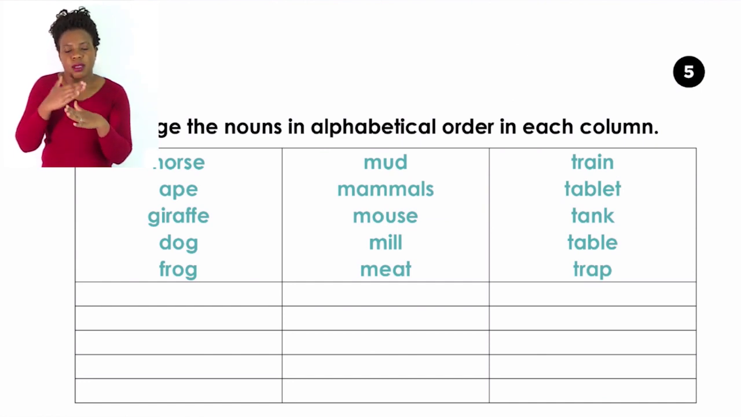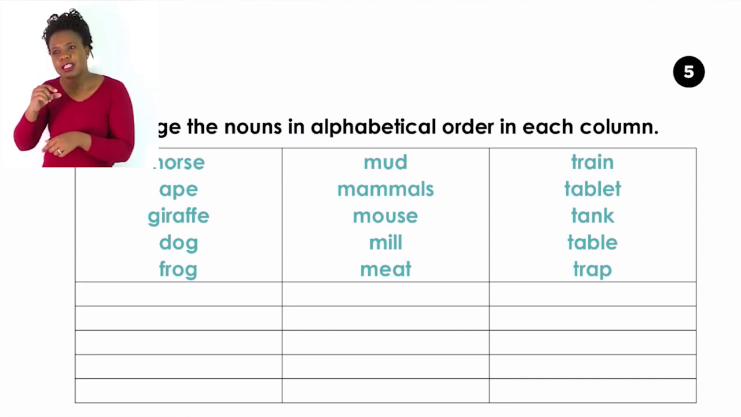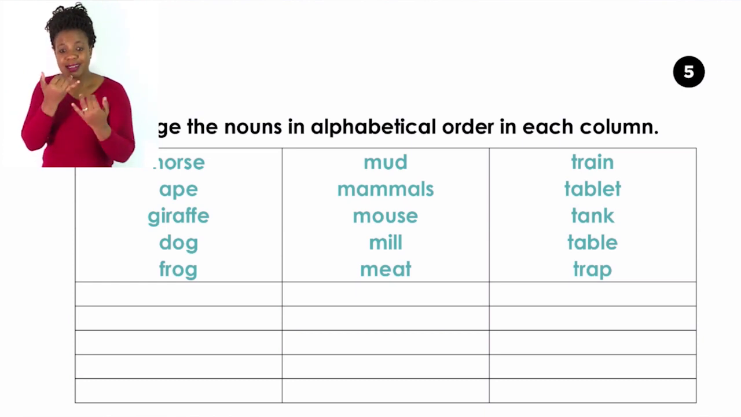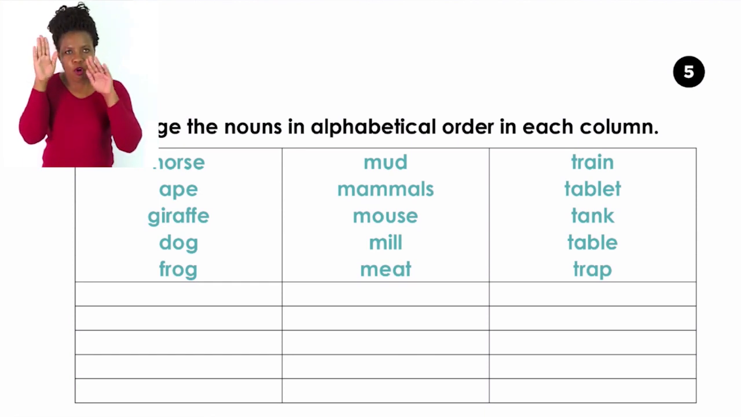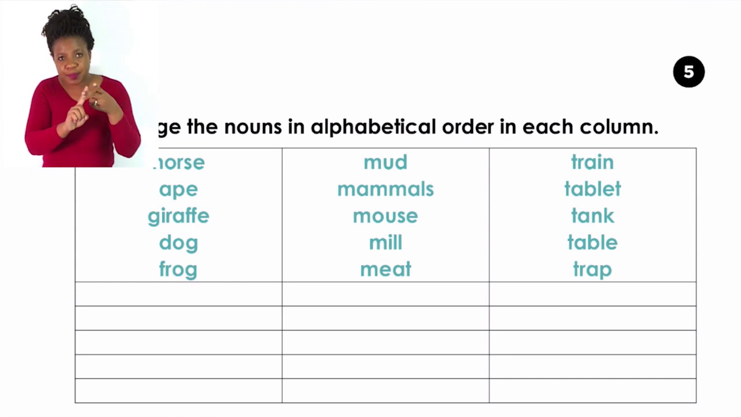For activity number 2, arrange the nouns in alphabetical order in each column. Right, we are given 3 columns there, and each column has 5 words which you would need to arrange in alphabetical order. Right, for instance, if we look at the first column where we have horse, ape, giraffe, dog, and frog. The first word of the alphabet there is ape, followed by dog. We also have frog, giraffe, and lastly horse. All right, do the remaining activities.